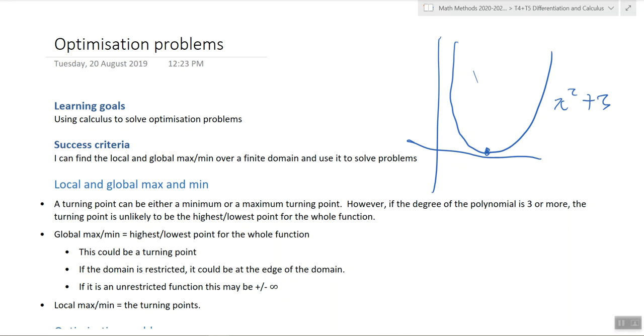or min. Okay? So that's arbitrary. It's not really relevant to anything in real life. So that's one type of problem you could get on an exam, I suppose.